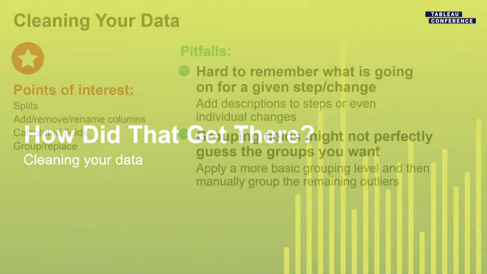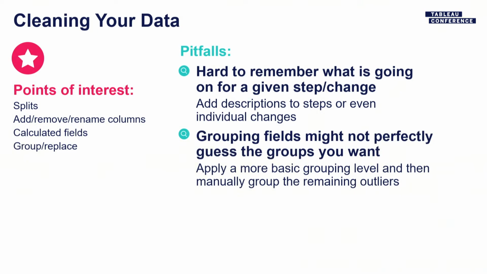So in review, that was cleaning. We covered splits, adding fields, renaming fields, removing fields, calculated fields to get the total amount of cook time, grouping and replacing, which uses fuzzy clustering algorithms. And the gotcha is sometimes it's hard to remember what you did, especially coming back a month later, and grouping fields might not give you exactly what you want, so group in a very general sense and then refine as necessary manually.